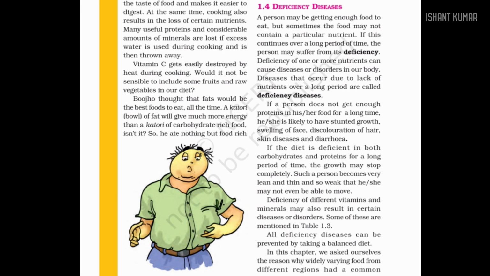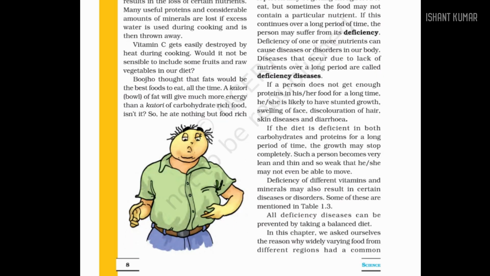If a person does not get enough protein in his or her food for a long time, he or she is likely to have stunted growth, swelling of face, discoloration of hair, skin disease, and diarrhea. If the diet is deficient in both carbohydrates and proteins for a long period of time, the growth may stop completely. Such a person becomes very lean and thin and so weak that he or she may not even be able to move.